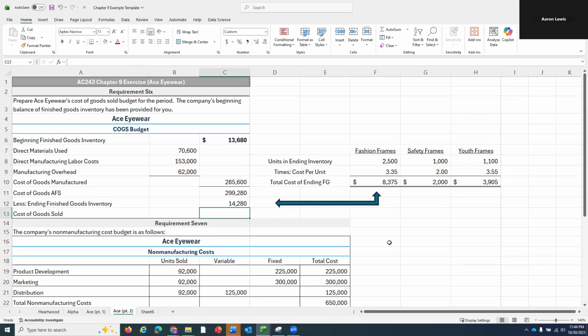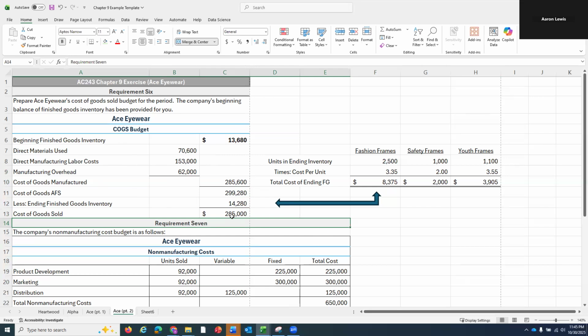So what is our cost of goods sold for this accounting period? Well, we could have sold $299,280 worth of finished goods. We just determined that $14,280 of that cost is going to be tied up in our ending FG inventory, which means we're projecting to sell the other 285,000.